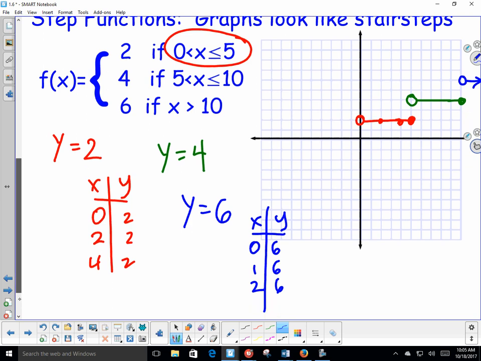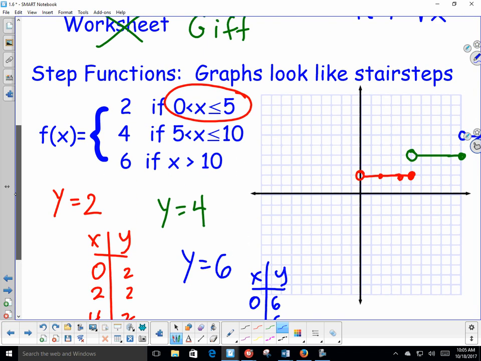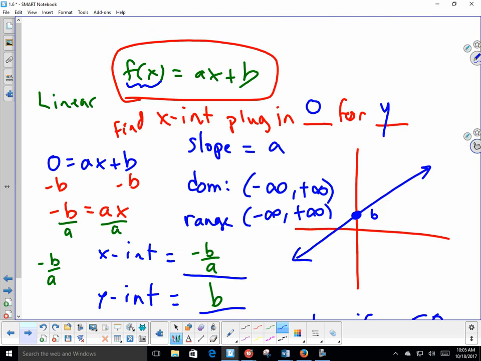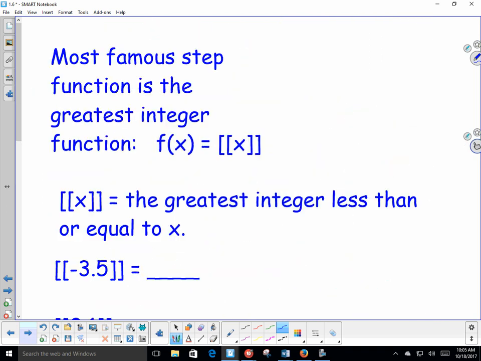Let's take a look at that. Why is it called a step function? You see how it looks like stair steps? Looks like stairs. Okay, let's take a look at the most famous step function. The most famous step function is called the greatest integer function. And it's got a special symbol, all right? Greatest integer, it's got the double brackets around the x.